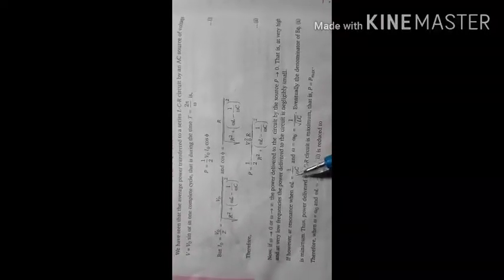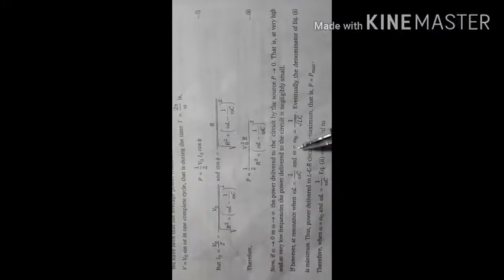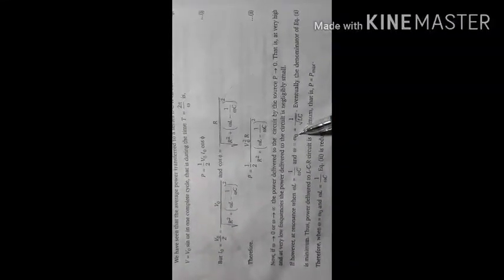Now let's check what happens at resonance. As you know, at resonance the inductive reactance becomes equal to the capacitive reactance. So when omega L equals 1 by omega C, this gives omega square equals 1 by LC. Therefore omega equals 1 by square root of LC, and this special omega is omega 0, the resonant angular frequency.